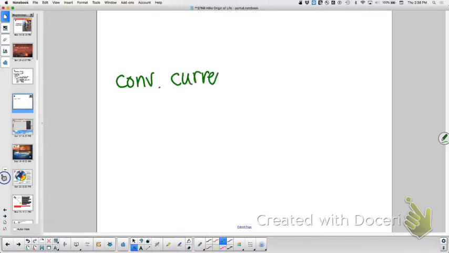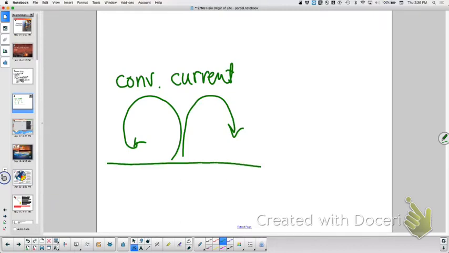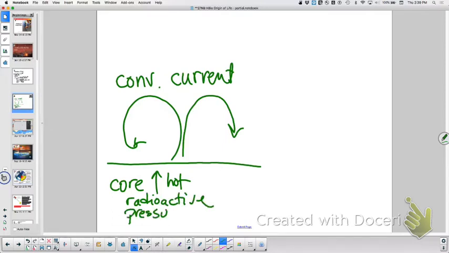Now, convection currents moving around. Okay, so we have these convection currents going. What's generating these convection currents? It is magma moving. The core. Yeah. Why is the core so hot? Radioactive decay. Good. What else? Pressure. And what else?